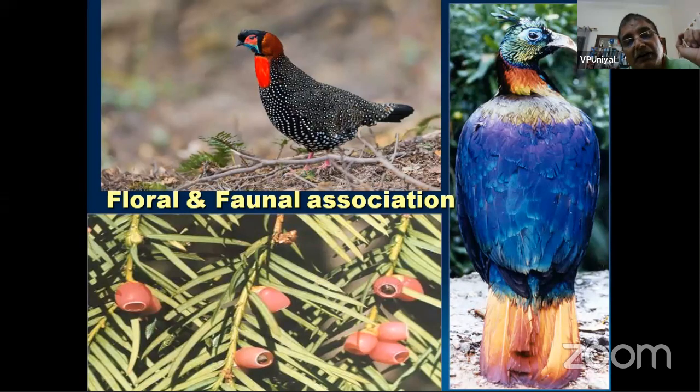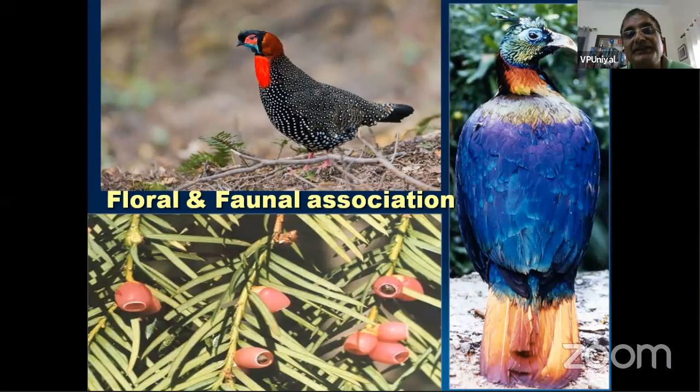In this particular habitat of Taxus baccata, two pheasant species survive. This is the best habitat for both species. This is the Monal pheasant, the state bird of Uttarakhand. And this is the Western Tragopan, the state bird of Himachal Pradesh. Both pheasants live in the area where the Taxus plant exists. But the natural regeneration of this Taxus is very slow.